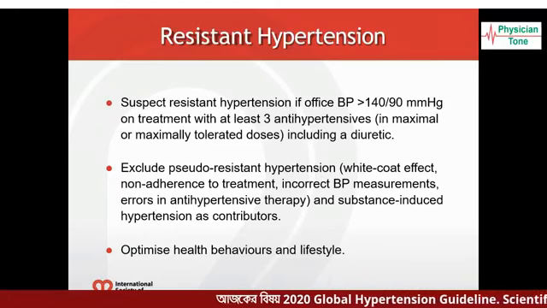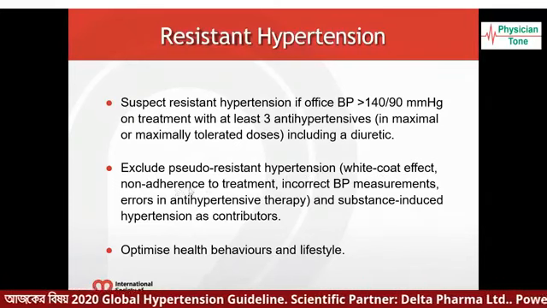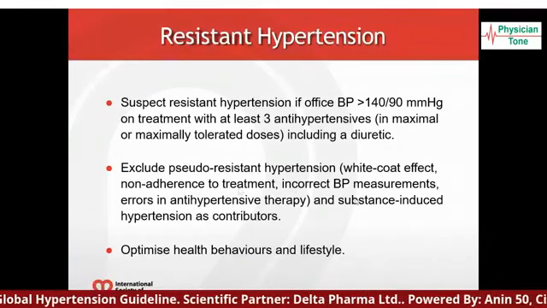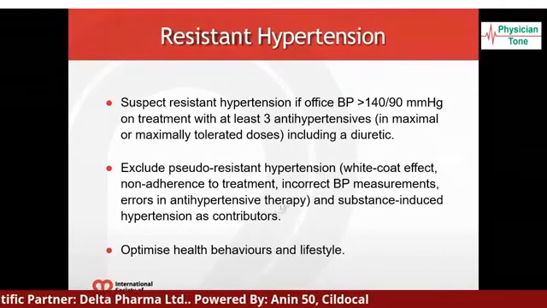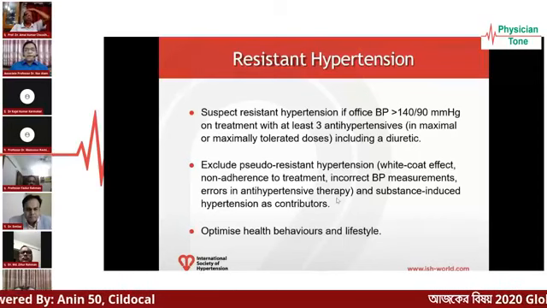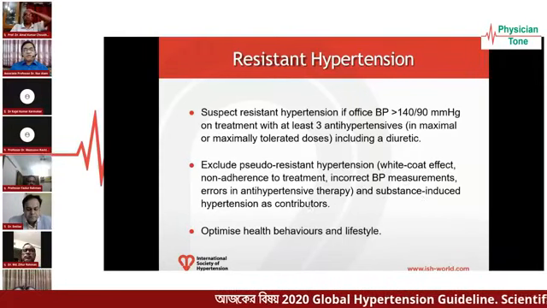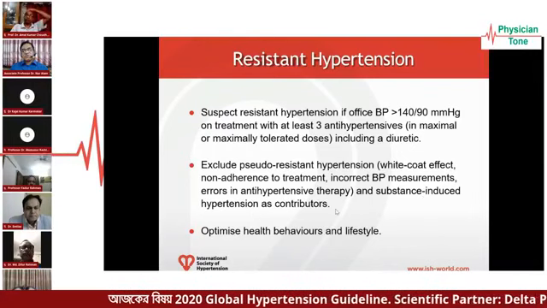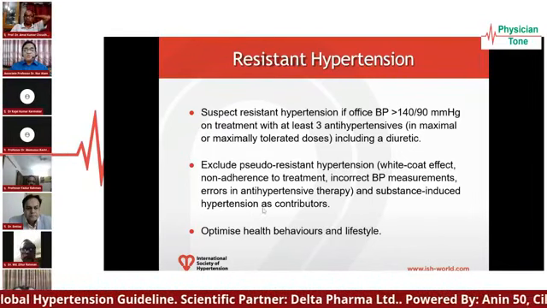What are the causes of pseudo-resistant hypertension? White coat effect, non-adherence to the treatment, incorrect BP measurements, errors in hypertension therapy. These should be excluded before confirming a diagnosis of resistant hypertension. Also exclude substance-induced hypertension as a contributor, as I mentioned, and optimize health behaviors and lifestyle.